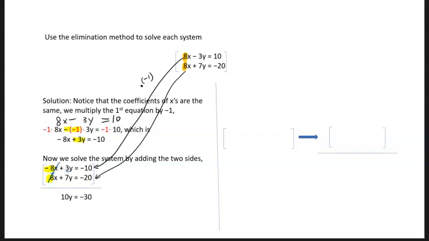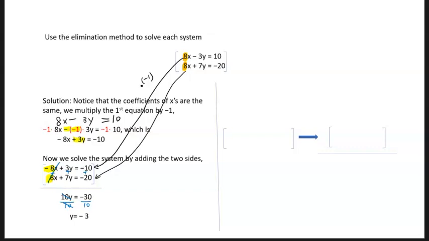So when we do addition, they cancel out. 3 plus 7 is 10. -10 plus -20 is -30. Now we divide both sides by 10 to get rid of that 10 there, and -30 divided by 10 is -3. So now we found the answer for y, which is -3.